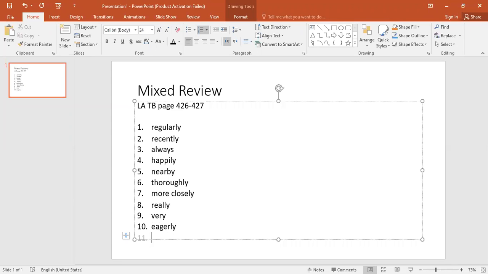All right, next we have some double negatives. We're going to correct these double negatives. And remember, we said we have 2 ways. Either we remove one of them or we change one of the negative words to a positive word.